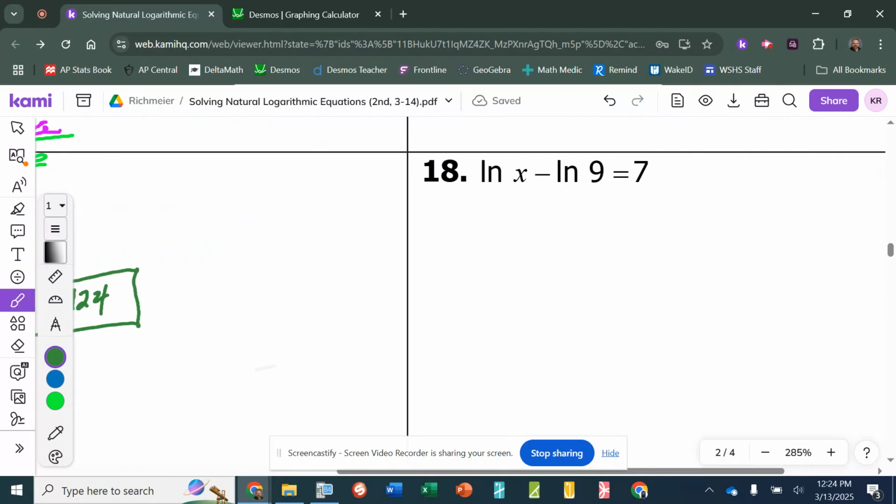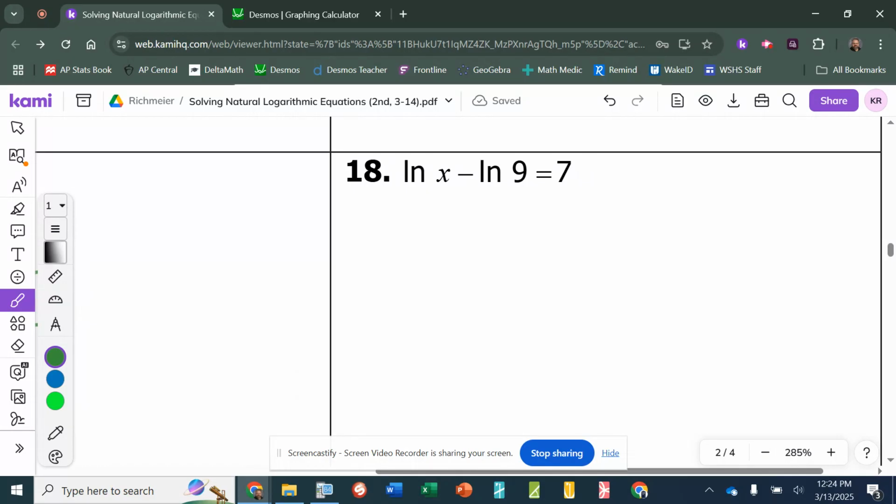All right, number 18, the last one. Let's take a look. I have the natural log of x minus the natural log of 9 is equal to 7. So I see that I've got a subtraction there, so that lets me know that I probably need to use one of my properties because I do not have just a single logarithm. And the property I would need to use here is my quotient property.